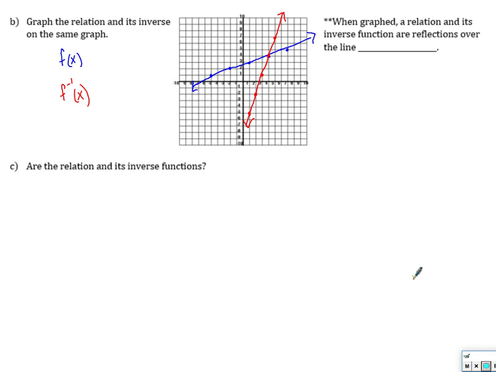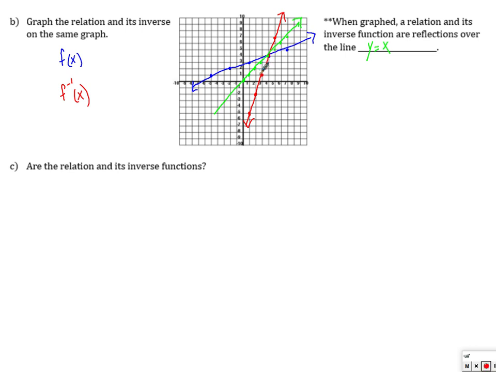And when we look at a graph, the original function and its inverse, they are reflected across the line y equals x. So like 0, 0, 1, 1, 2, 2, if I were to graph that line in there, that's the line y equals x. These two graphs are reflected over this line.